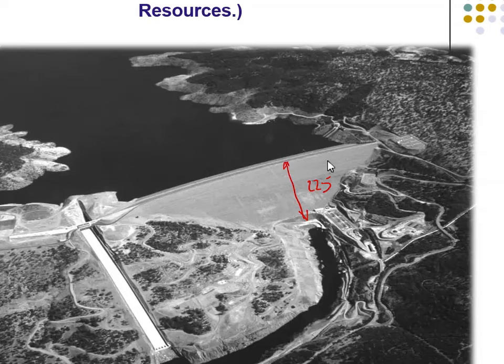There are almost 44,000 dams. Many of them are earth dams, and these earth dams range from 10 or 15 meters in height to 300 meters in height, and all kinds of soil materials are used to build these dams.